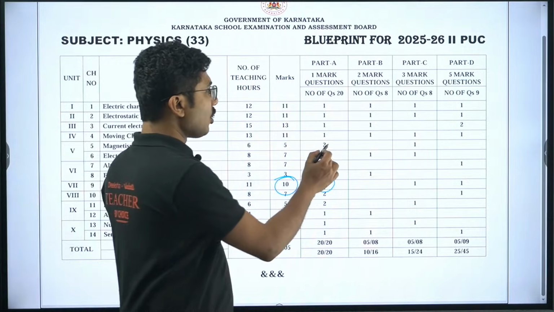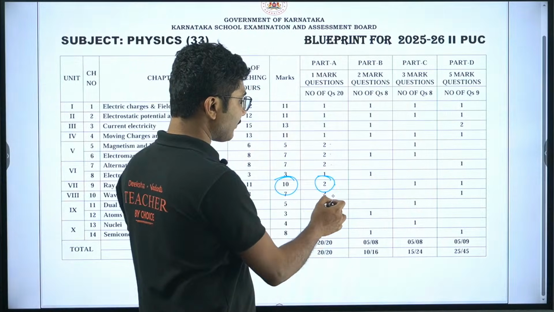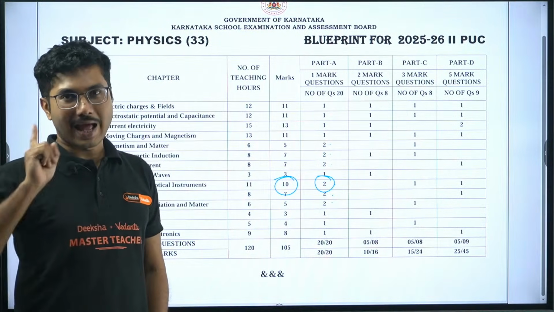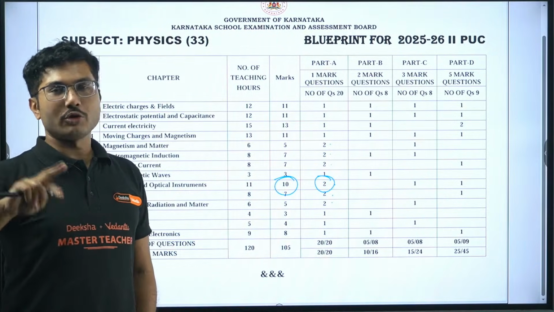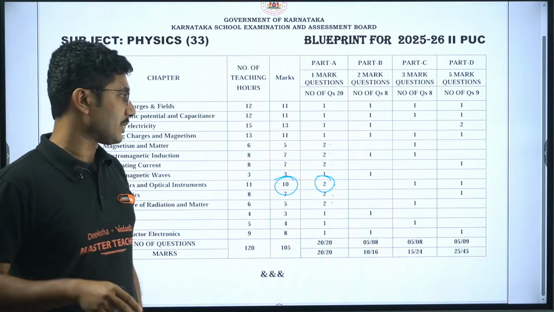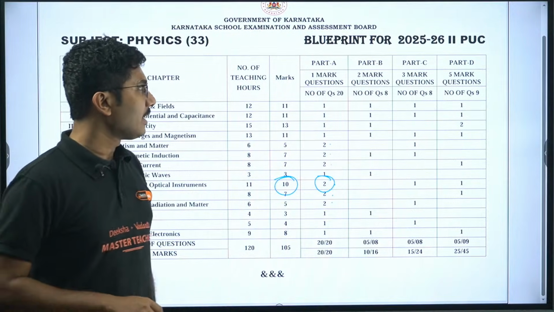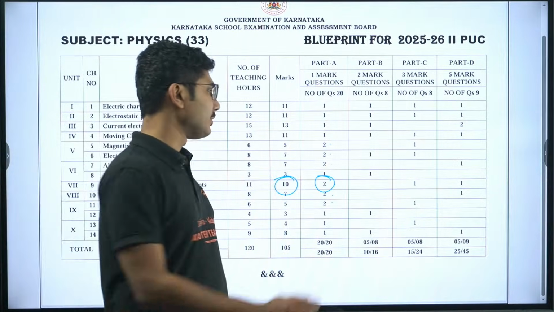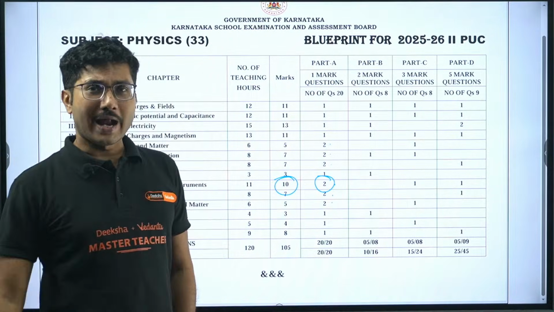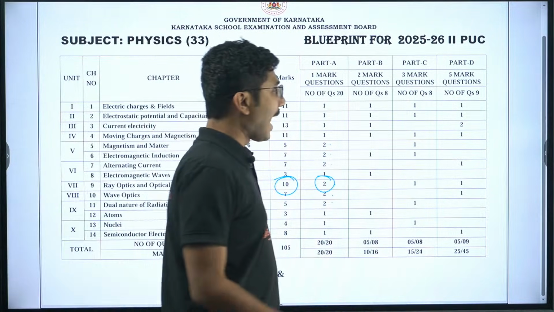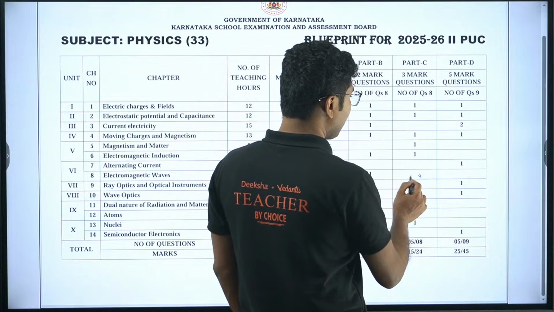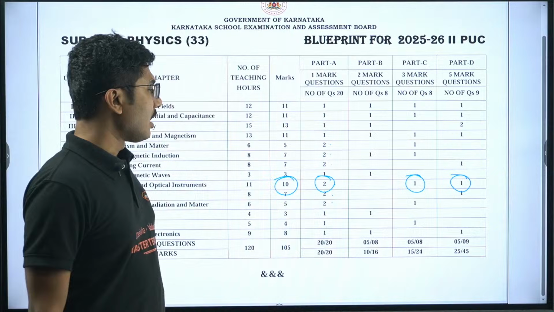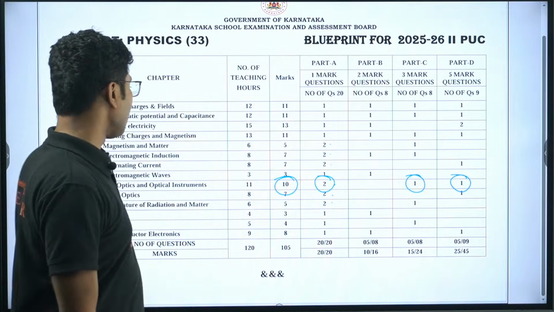We can see that six chapters are noted for two questions. So one chapter may have both of them as MCQs, but that clarity is not given in this blueprint. But as far as we are concerned, we should know that one MCQ and one fill in the blanks will come, and there will be one 3 marker question and one 1 marker question. So this is the chapter blueprint for ray optics.